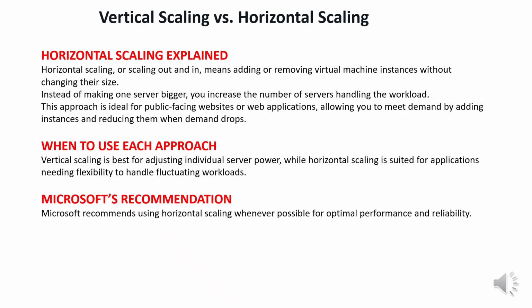them when demand drops. Vertical scaling is best for adjusting individual server power, while horizontal scaling is suited for applications needing flexibility to handle fluctuating workloads. Microsoft recommends using horizontal scaling whenever possible for optimal performance and reliability.